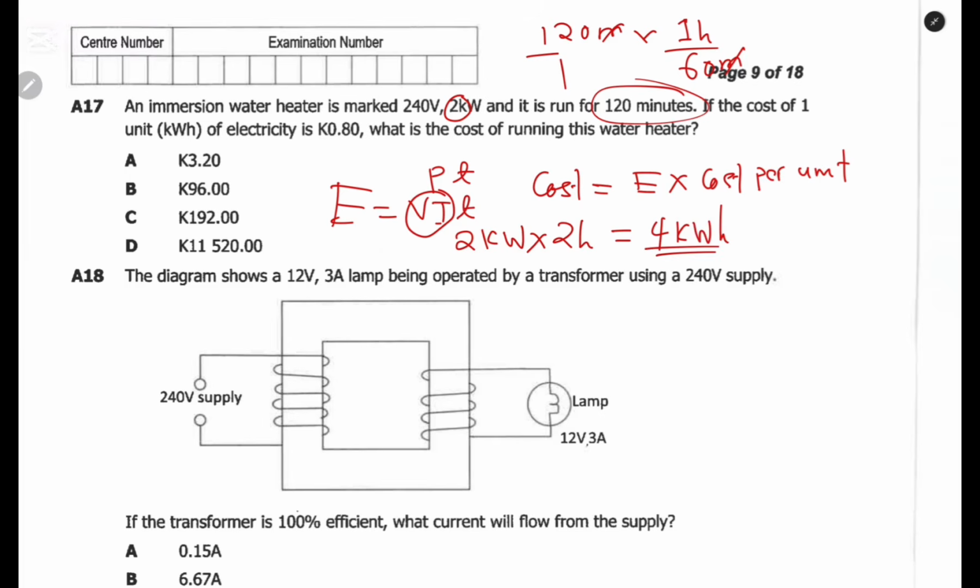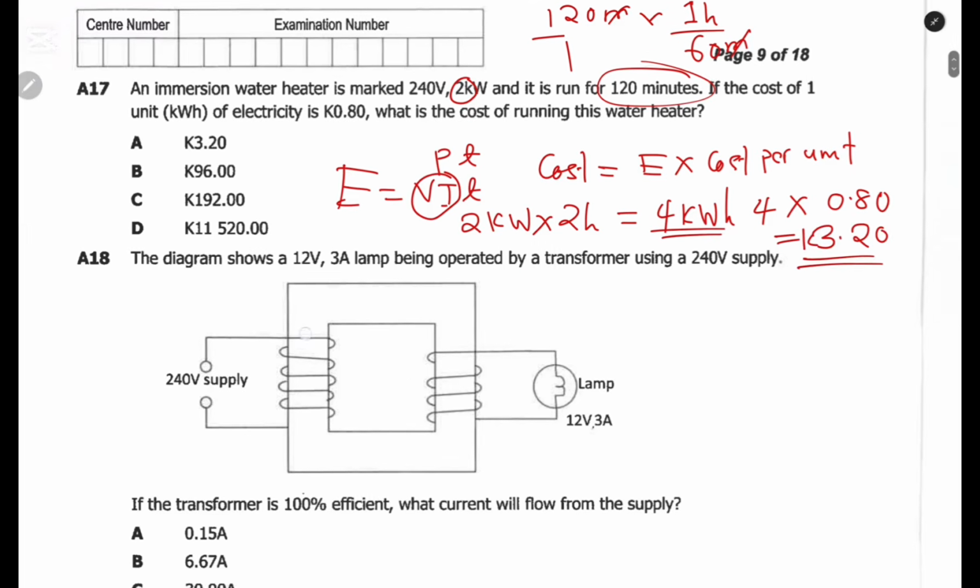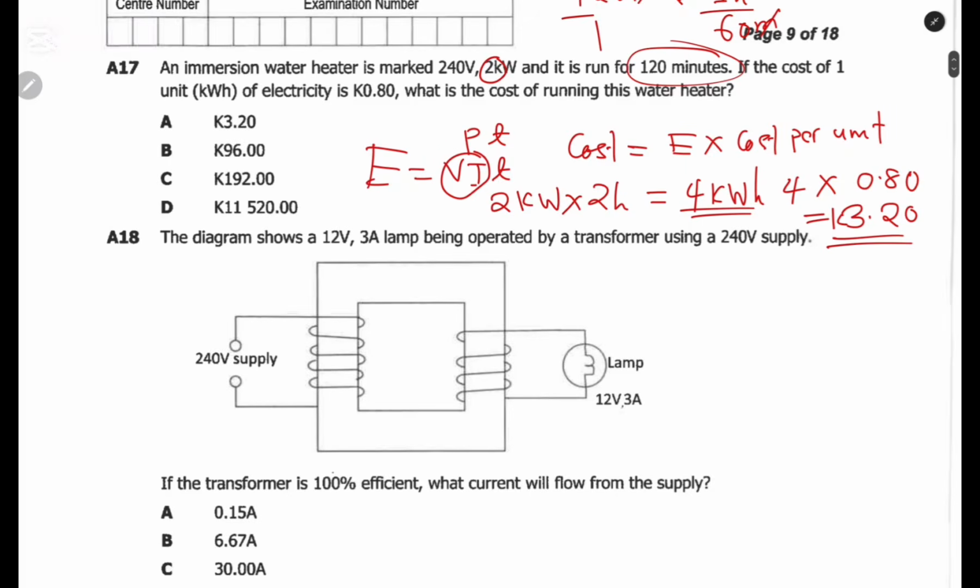Now we can find the cost. We said cost is equal to energy times the cost per unit. So you're going to have 4 multiplied by the amount per unit, which is 0.80. If you multiply this, what do you have? Okay, so you have 3.20 kwacha. Kindly confirm this amount. So that is the amount that I found, and therefore the answer is A.